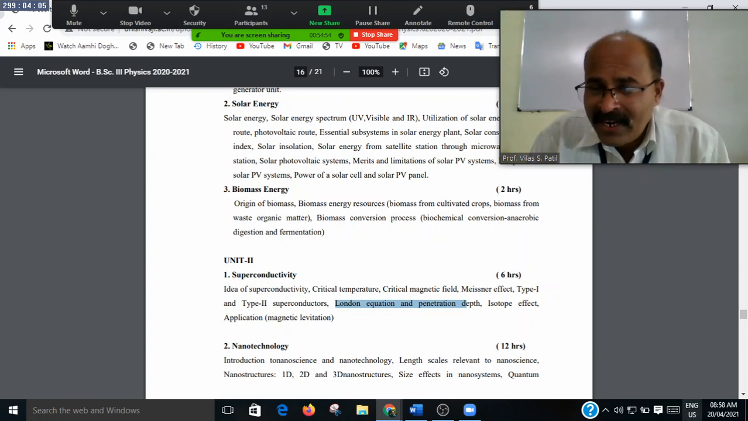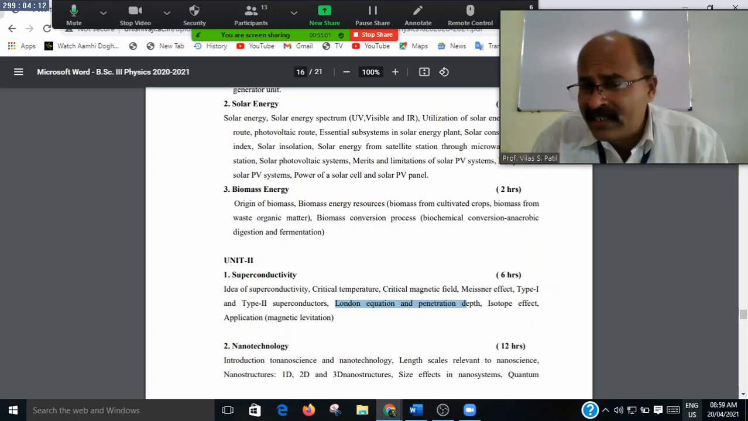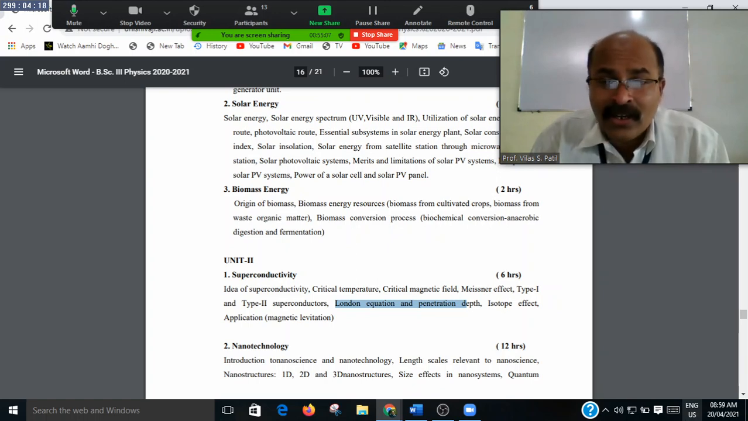If anyone has any doubt about the concept of superconductivity, application of superconductivity, behavior of superconductivity, characteristic of superconductivity, work of the Meissner, Meissnerचं जे वर्क आहे त्याच्यावरती कोणाला काही प्रॉब्लेम असतील तर विचारा.